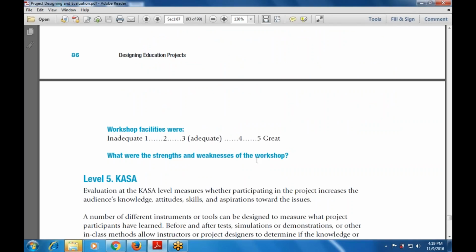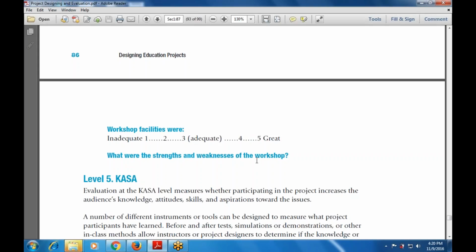Then what are the various workshop facilities? That is, the facilities provided by the workshop were inadequate, adequate, or great. Then what are the various strengths and weaknesses of the workshop? That is a theoretical, subjective question. We can say what are the advantages and the disadvantages of the workshop.